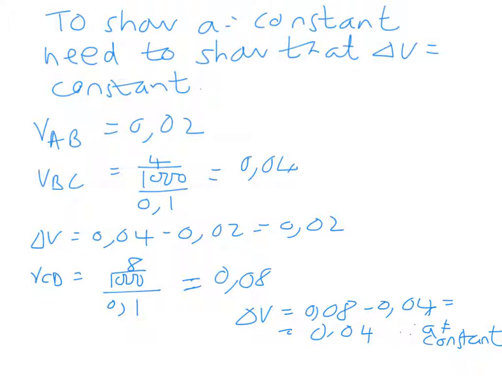The average velocity between C and D is 0.08. If I take the difference, I get 0.04. So I can see that the change in velocity is not constant, therefore the acceleration isn't constant. In this example, it's not constant, but if you look at the examples in your notes, that does show you constant acceleration, which is what you would normally get. This one just happened to work out as not constant acceleration.